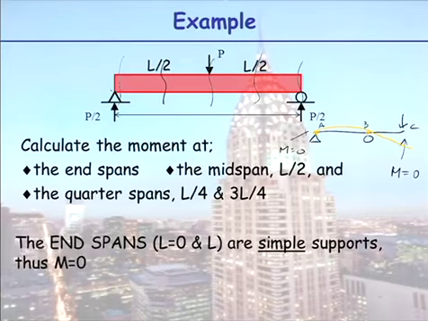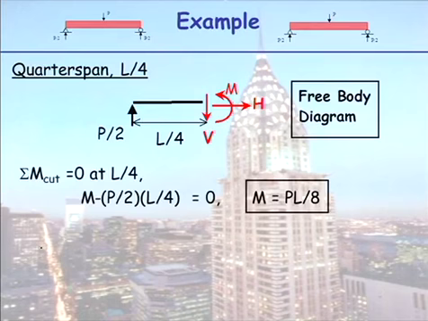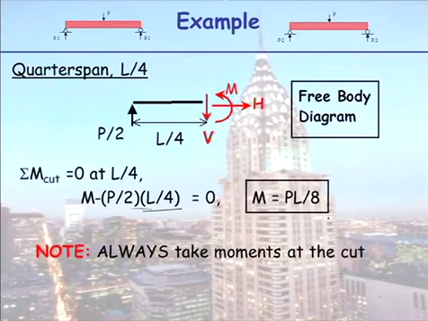Okay, so we've got the last two. At quarter span, what do we want to know? We want to know the value of the moment. We cut the beam there. We calculate the value of the moment by taking moments at the cut here. So I have M, then my force here is P on 2, my distance L on 4, so I get the value of the moment. Always take moments at the cut, okay?